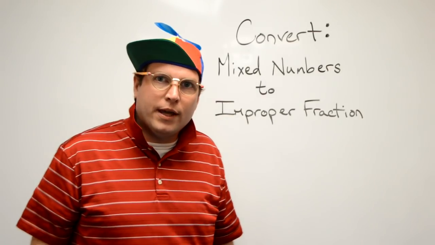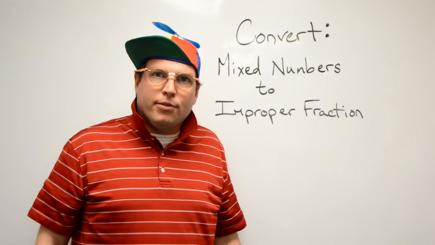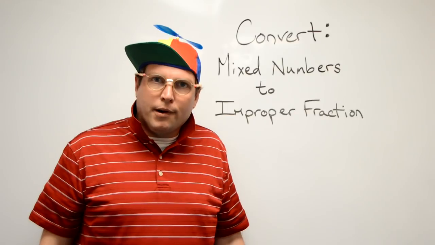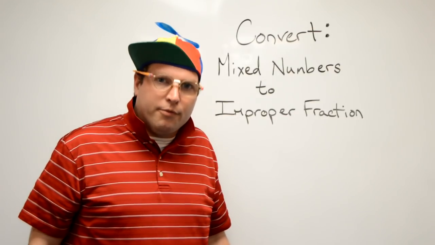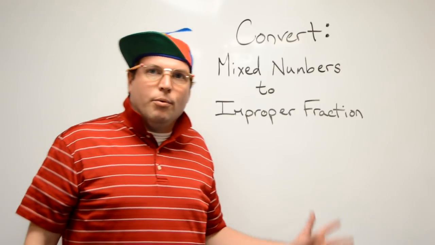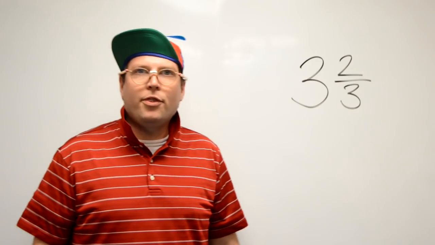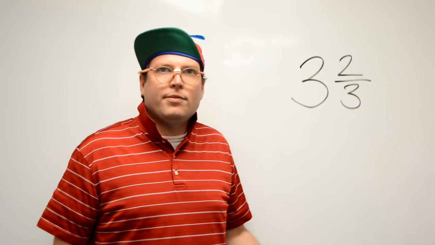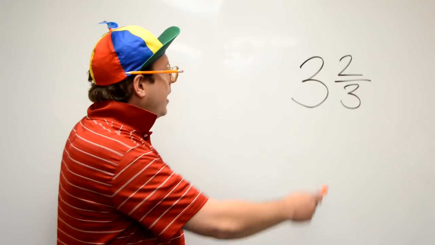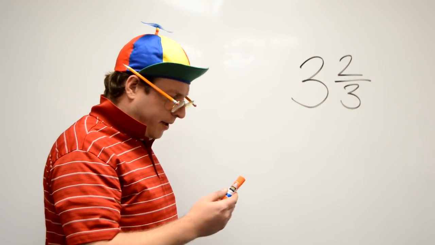So I got two things for you today. The first is we're going to convert mixed numbers to improper fractions. And then we're going to do the reverse. We're going to take an improper fraction and convert it to a mixed number. So we want to convert this mixed number to an improper fraction. So we're going to take this 3 and multiply it by this 3.